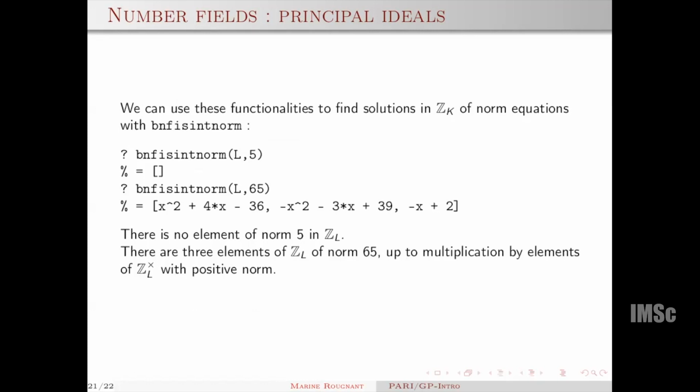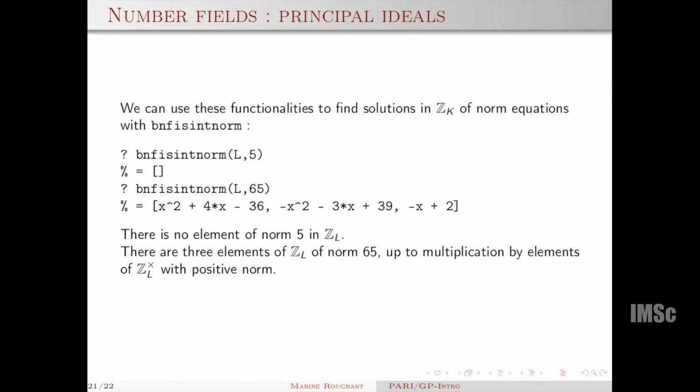And you can use everything that I mentioned to find solutions of a norm equation. You use for that bnfisintnorm. You specify the number field and the norm that you want. Here, there is no ideal of norm 5 in L. If it can find an ideal, it will give you the ideal as a polynomial in alpha. And then if you want the coefficients in the basis, you just use nfalgtobasis.